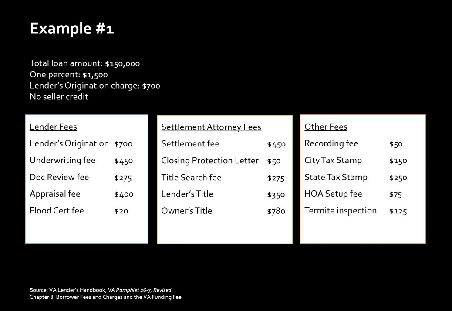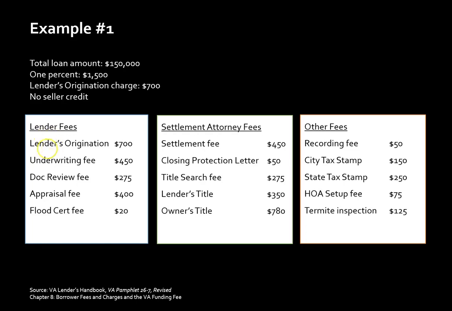So I've broken down the fees into three categories. We have the lender's fees, and then we have the settlement attorney fees, and then other fees. So here's where the $1,500, the 1% of the total loan amount, comes into play. Remember, you can charge the veteran any fees that are considered allowable, which are under those itemized fees and charges.